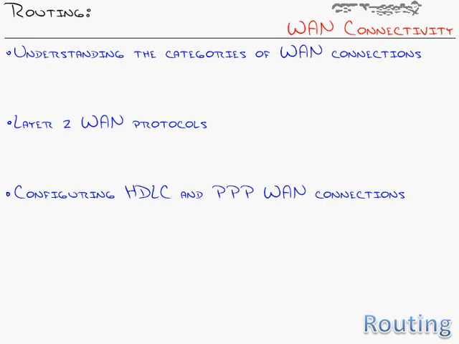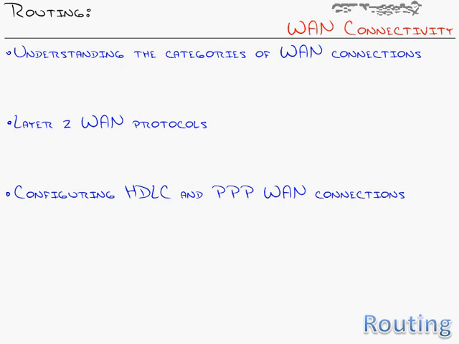Now it's time to turn to a router's specialty, which is WAN connections. Routers are the only thing that can get us connected to the wide area network. So what I plan on doing in this video is walking through the categories of WAN connections, because when you go out into the world and start setting up networks, you have to know which kind to buy.